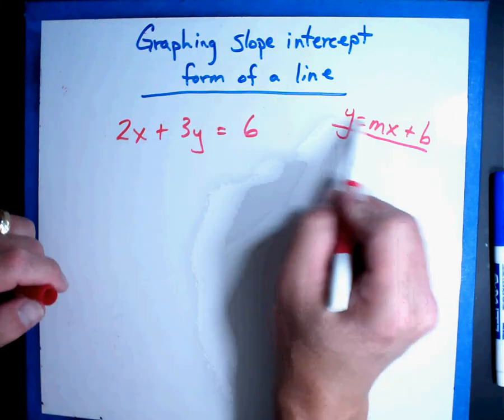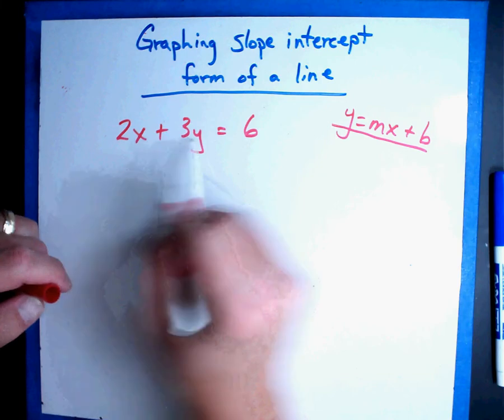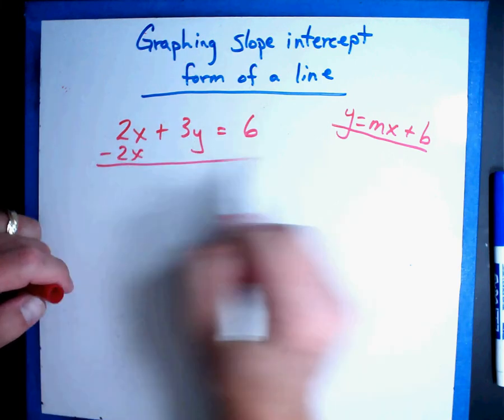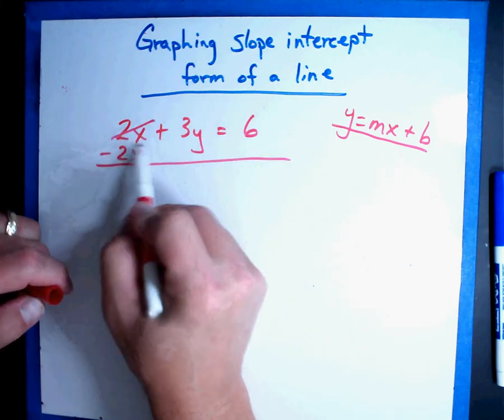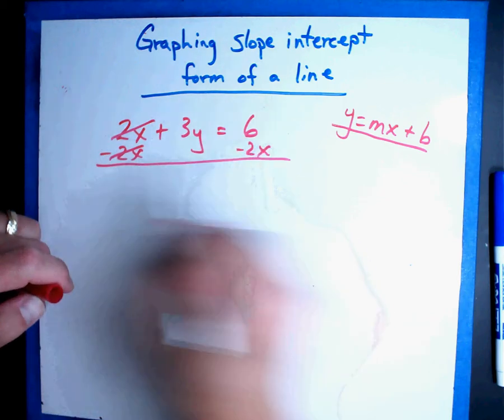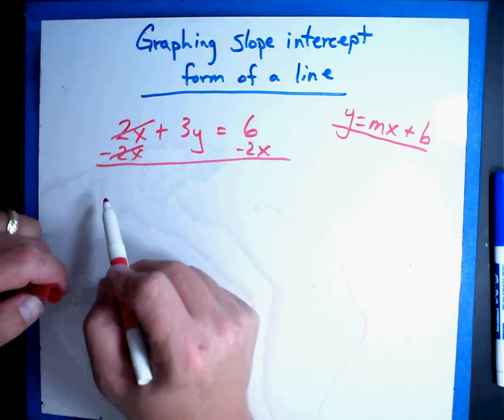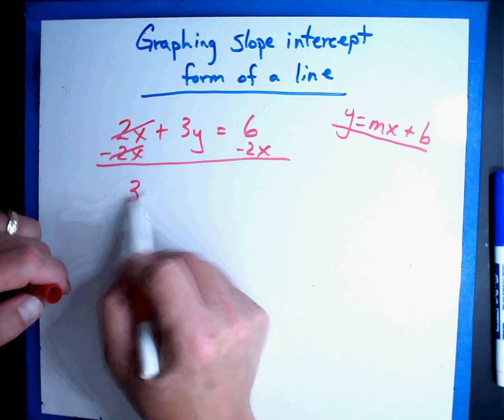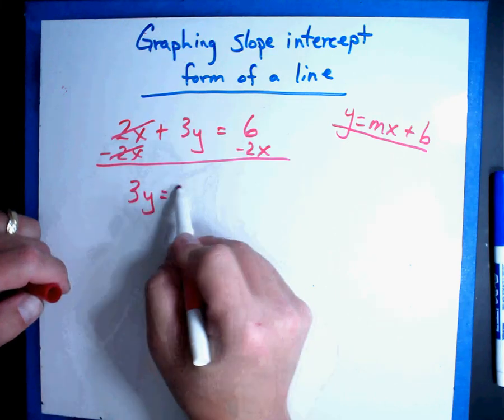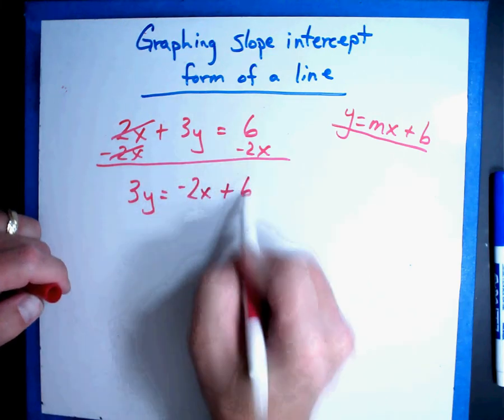So it says y equals, so there's my y. That means I've got to move this to the other side. Now reminder, it's plus 2x, so I subtract 2x on both sides to stay equal, and now it's gone. So what do I have left? 3y equals minus 2x plus 6.